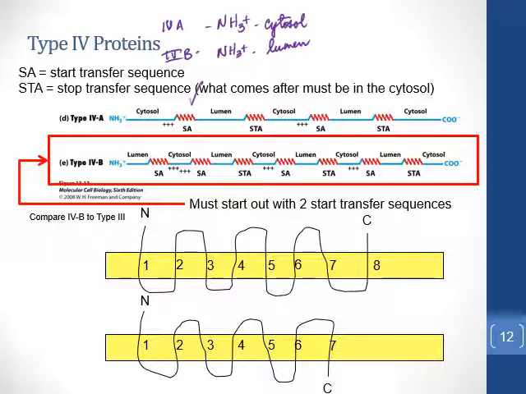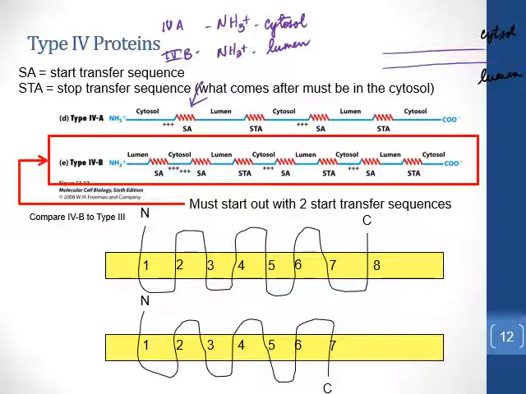This first internal sequence is going to be a start transfer sequence. The positive charges are going to be on the amino terminal side, which is going to force that amino terminus to be in the cytosol. It's a start transfer sequence, meaning that everything that comes after it is going to be in the lumen. So if we were drawing this protein, let's draw it as it's being made. Here's the amino terminus. Let's label this as the cytosolic side. This is the luminal side.